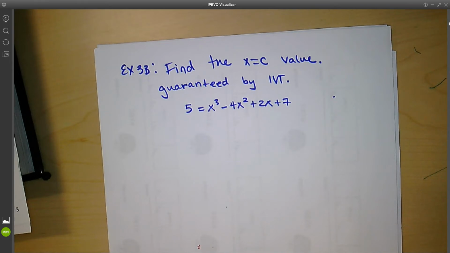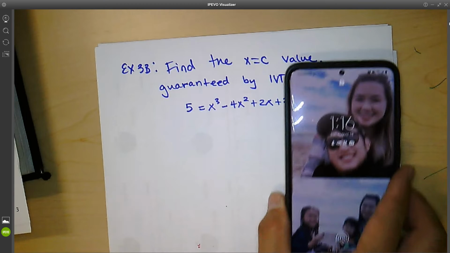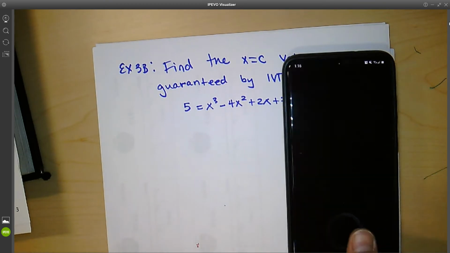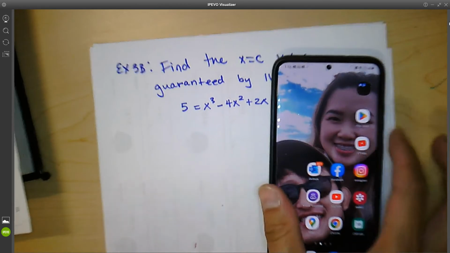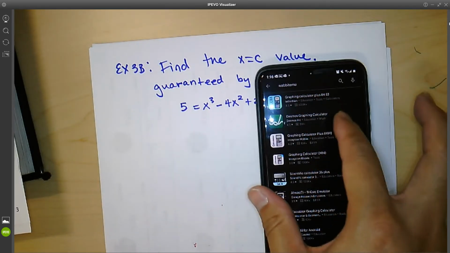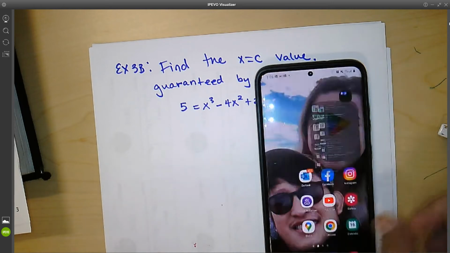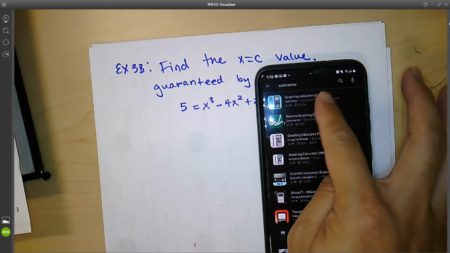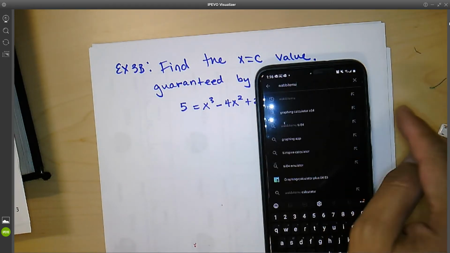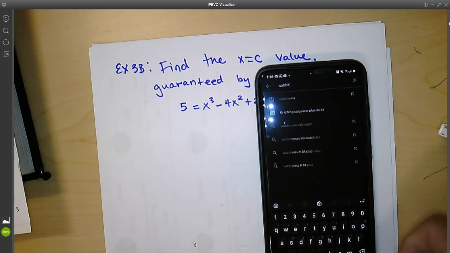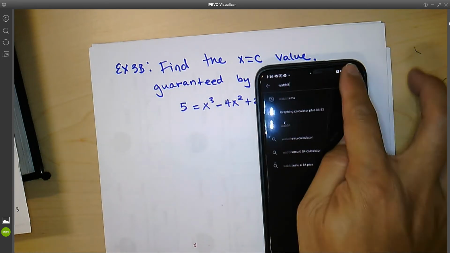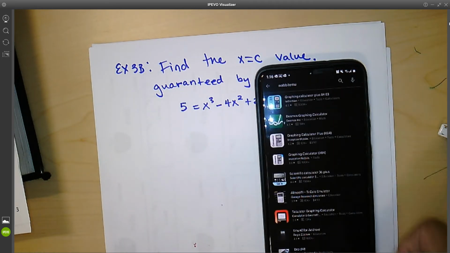All right, so how we're going to do this is we're going to go to our phone, and then we're going to download the Wabbit MU if you have a Samsung phone. In the Play Store, you will search WABB. Oh, you guys don't take out your phone. I was just showing you how this app works.